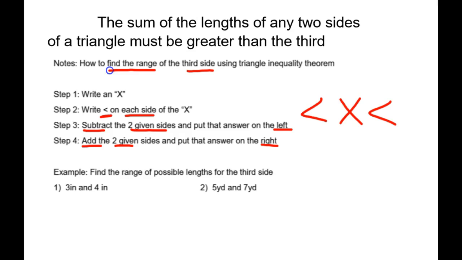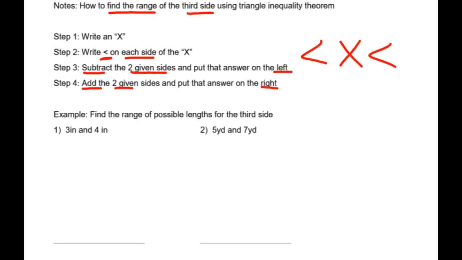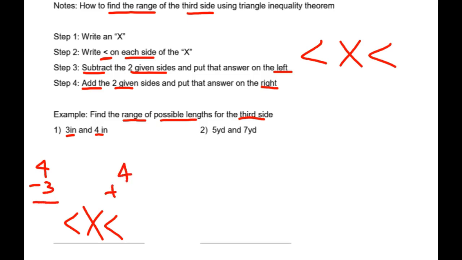Now those are just steps which may or may not make sense. That's why we show examples. So let's do some examples right down here. On number 1, 3 inches and 4 inches. I want to find the range of possible lengths for the third side. So my first step, for range, I need X less than, less than. And what do I do on the left side? I'm going to subtract these two numbers. And then on the right side, I'm going to add these two numbers. 4 minus 3 is 1. 4 plus 3 is 7. So when they ask you for a range for the third side, subtract them, add them. Don't forget X and your less than signs.